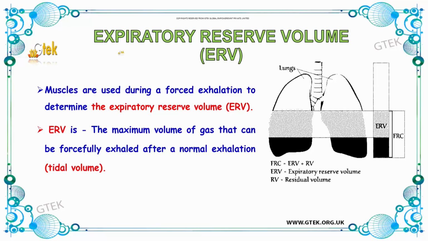Now we are going to see about Expiratory Reserve Volume. It is called ERV. Muscles are used during a forced exhalation to determine the Expiratory Reserve Volume, ERV. ERV is nothing but the maximum volume of gas that can be forcefully exhaled after a normal exhalation. Here you can see the ERV portion, which is nothing but Expiratory Reserve Volume. RV is residual volume. FRC equals ERV plus RV.